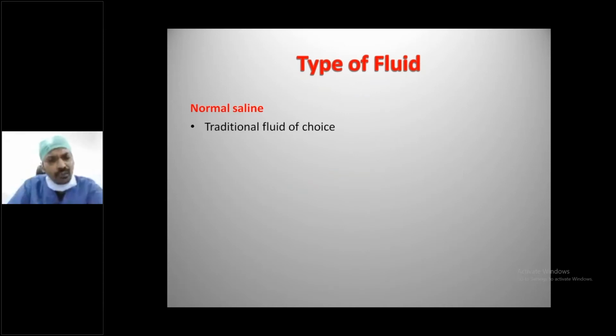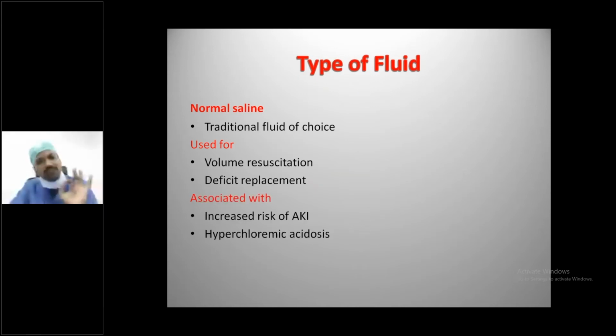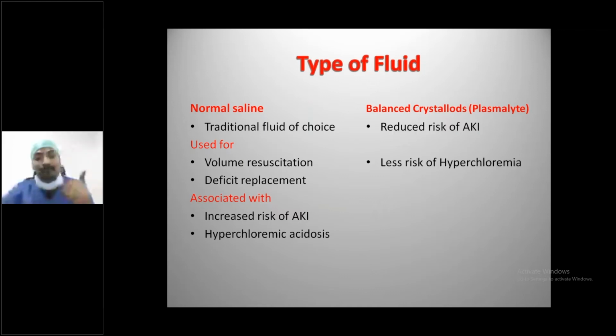So normal saline is the traditional fluid of choice, and it has been used for volume resuscitation and deficit replacement. The problem with using normal saline for resuscitation in DKA is that it is associated with an increased risk of AKI because of its high chloride content. Normal saline contains 154 milliequivalents per liter of chloride. So this high chloride content is associated with the risk of acute kidney injury, and it can result in hyperchloremic acidosis. Hence, there is a trend towards use of balanced fluids, particularly Plasma-Lyte, in the management of DKA, because balanced fluids are associated with reduced risk of kidney injury and less risk of hyperchloremic metabolic acidosis.